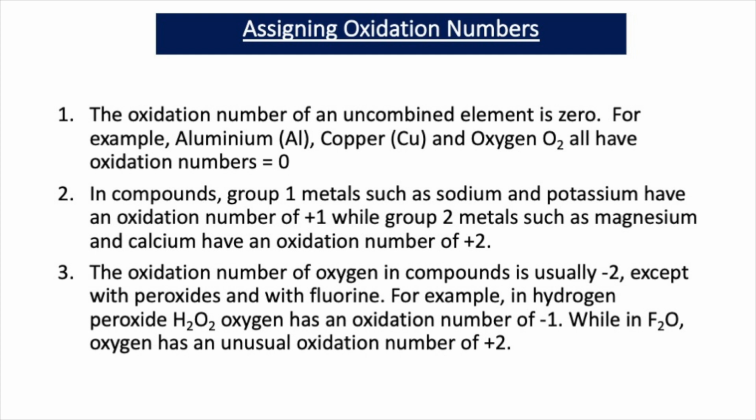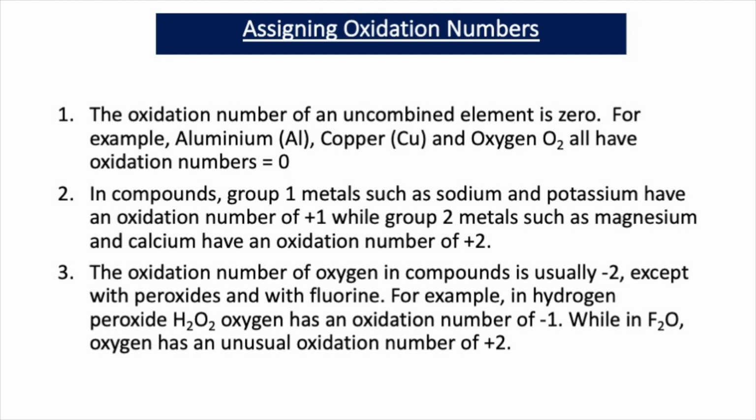And we've already just seen that the oxidation number is the same value as the charge, except that we have to remember to put the sign before the number when writing oxidation numbers. So for example, if we have a sodium ion, Na+, the oxidation number is +1. If we have a magnesium ion, Mg2+, the oxidation number is +2.